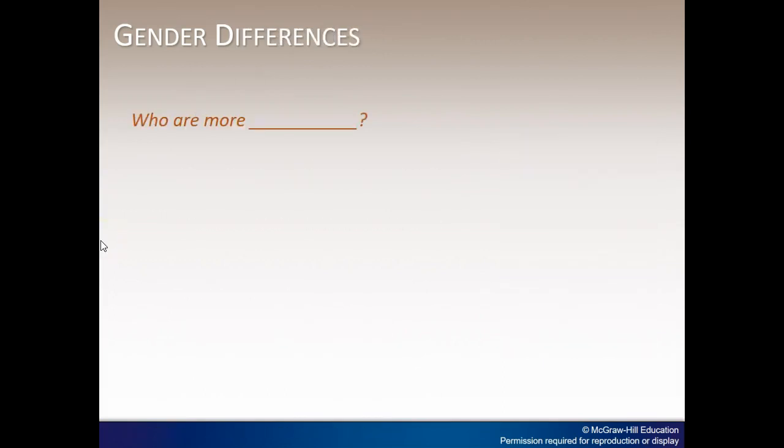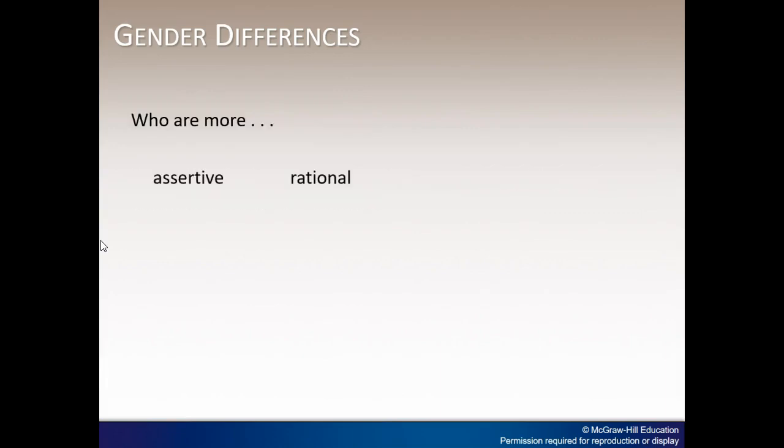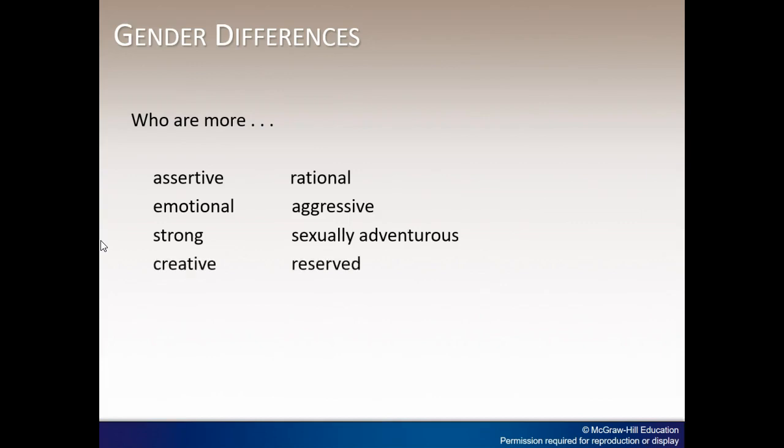You're going to see a couple descriptive words that are going to pop on the screen in pairs. And what we want you to do is identify which of the words you would assign to males or females. Who are more? Assertive, rational. Emotional, aggressive. Strong, sexually adventurous. Creative, reserved. Verbal, active.